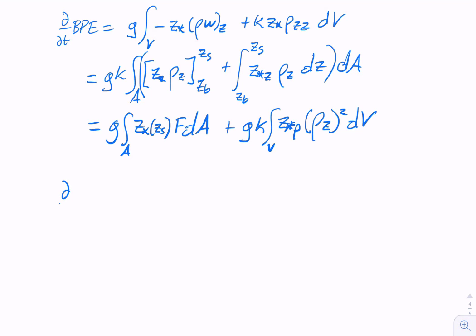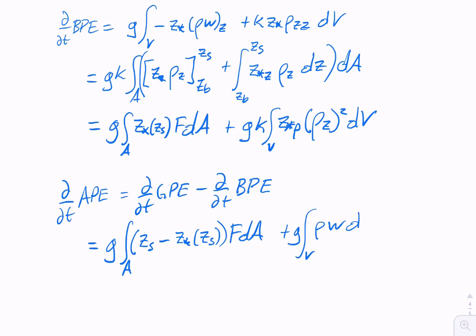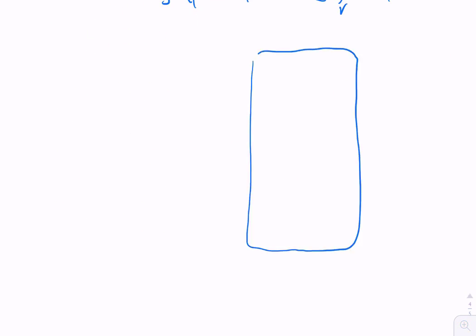We can explicitly write an APE evolution equation to show this, because the time rate of change of APE is simply equal to the time rate of change of GPE minus the time rate of change of BPE. In other words, we can write it as G times the area integral of (Z at the surface minus Z star at the surface) times F dA plus G times the integral of rho W dV minus G kappa times the vertical density difference minus the irreversible mixing term G kappa dz star/d rho times (d rho/dz) squared integrated over the volume. To summarise this argument, it's easiest to write out an energy budget diagram.